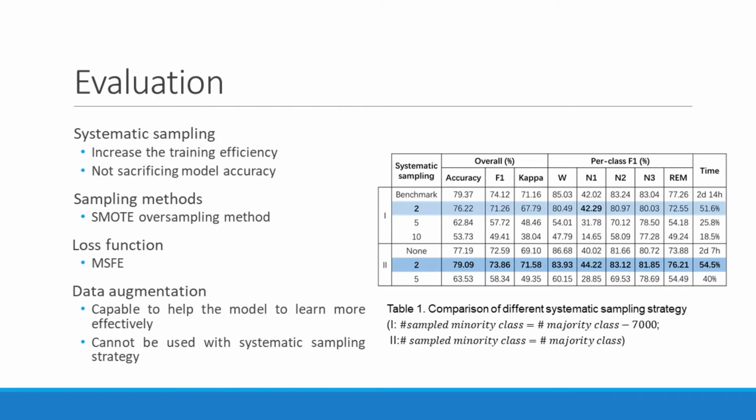Extensive experiments were conducted on the Sleep-EDF dataset, considering SleepEEGNet as the benchmark model. Utilizing systematic sampling by selecting every second element can achieve performance comparable to the benchmark model while spending only 51.6% of the original training time. And the F1 score for the N1 stage is 2.2% higher than the benchmark model. The SMOTE oversampling method with mean square false error loss function gave the best performance.